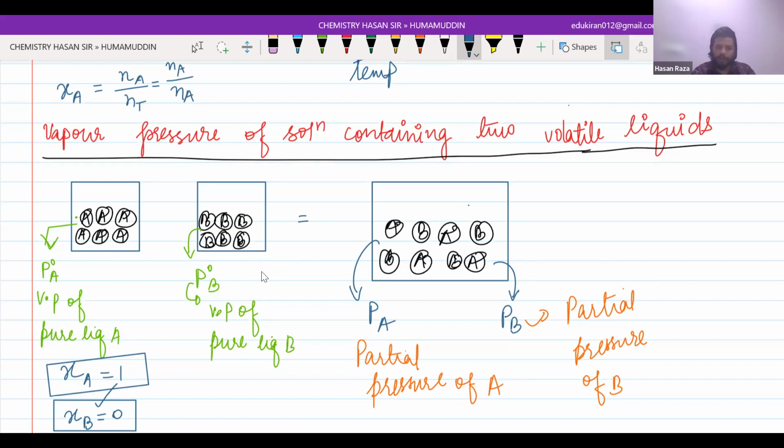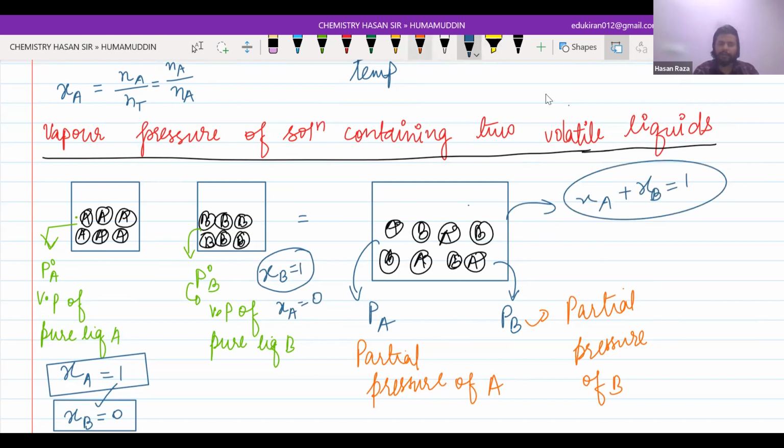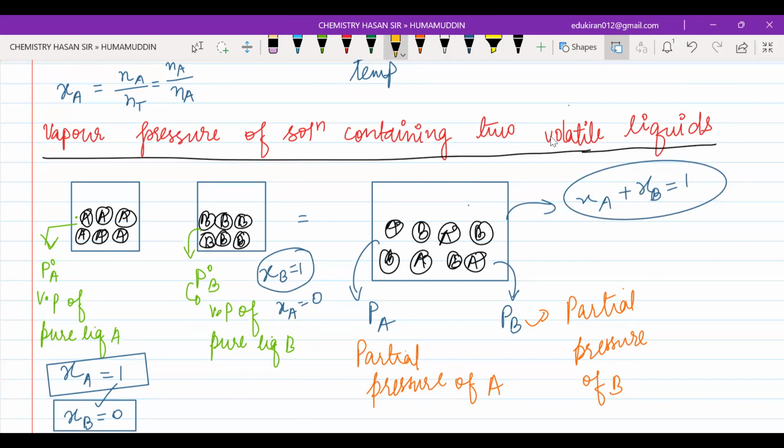If you go for the other container, the mole fraction of B will be equal to 1, and the mole fraction of A will be equal to 0. But overall, the mole fraction of A plus the mole fraction of B will be equal to 1. As I told you, the sum of all the individual mole fractions will be unity. So please do write up to this. Then I'm going to introduce Raoult's law.